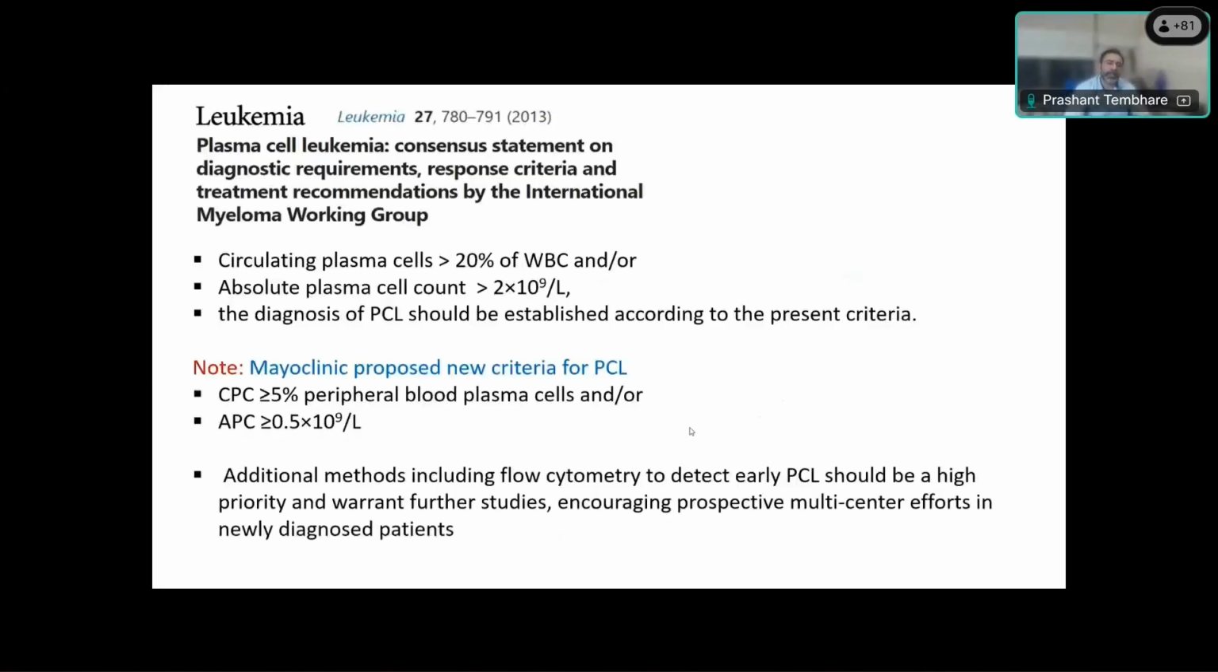Now, as I mentioned, plasma cell leukemia, this is old terminology. You can see this is the old feature of how we used to classify it. The criteria for classification of plasma cell leukemia was more than 20% plasma cells out of total WBC, or an absolute count of more than 2,000 was considered.